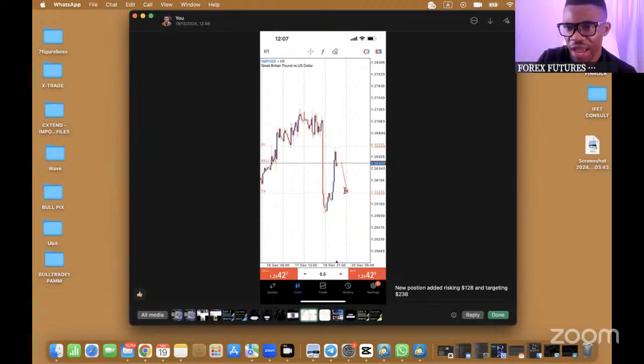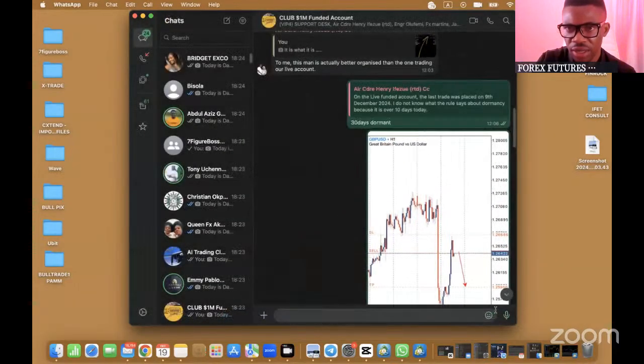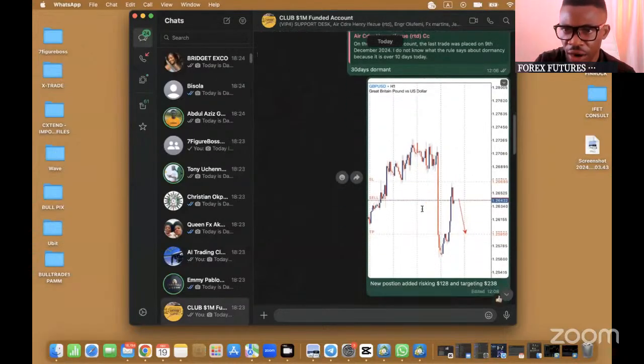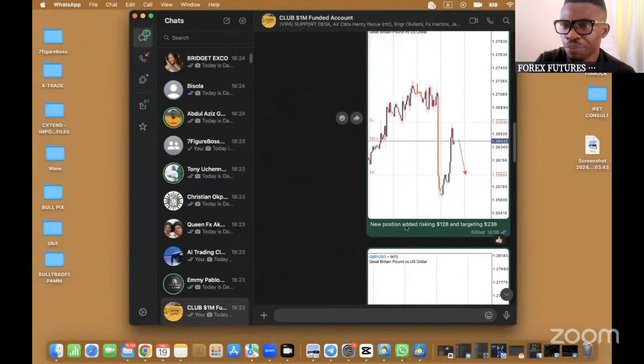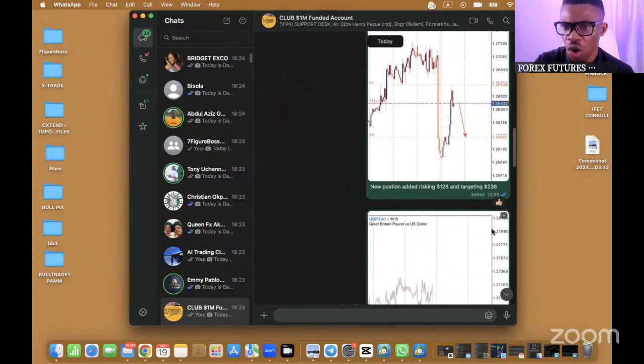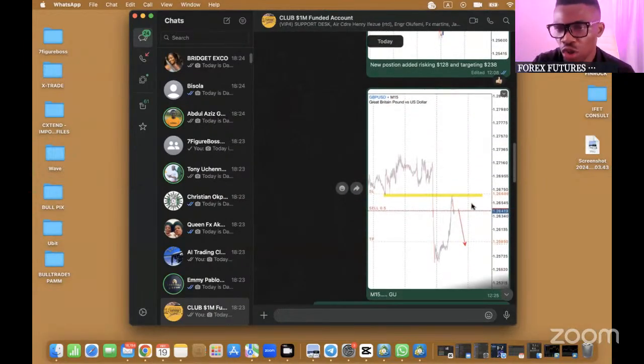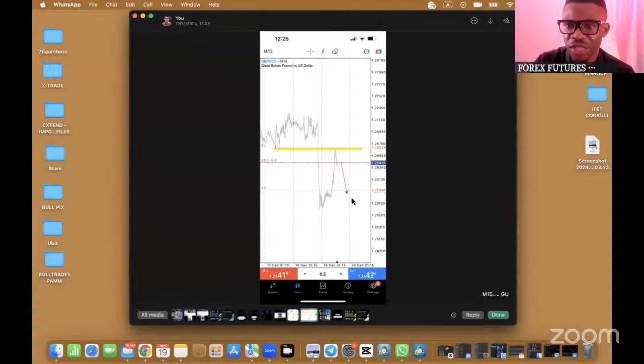GBP USD, H1. And I told the family, it's a club, we have a club here. I said new position added, risking $128 and targeting $238. What happened? I showed them also the 15 minutes time frame chart of the same analysis, how the price dumped, how the price went up, and how the price left that support area.